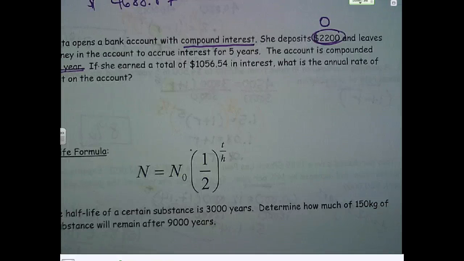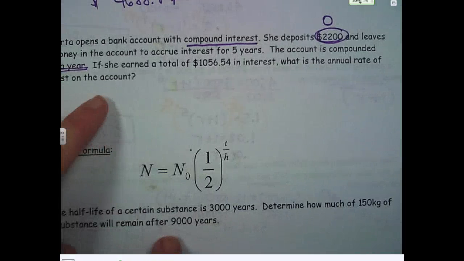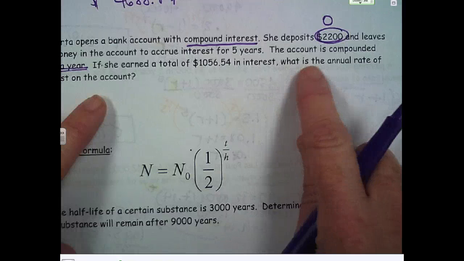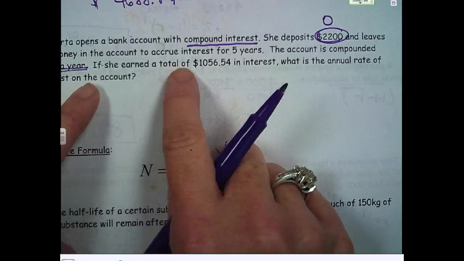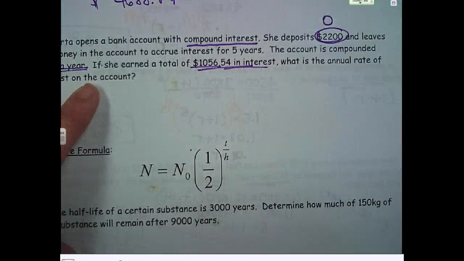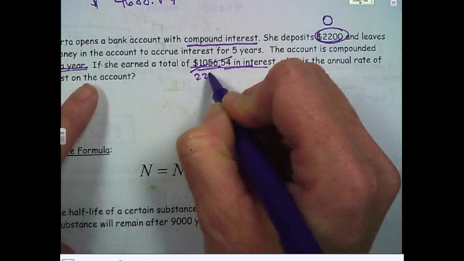How do I get the new then? If I started with 2,000, I'm not going to have 1,000. Wait a minute, hang on, I'm earning money. I put $2,000 in my bank account, and I earned $1,000. How much money do I have now? Yeah, I add them together. This is just how much interest she earned. It says, what was the annual rate of interest? because she earned a total of $1,000 in interest. So cross that out and do 2,200 plus that number.